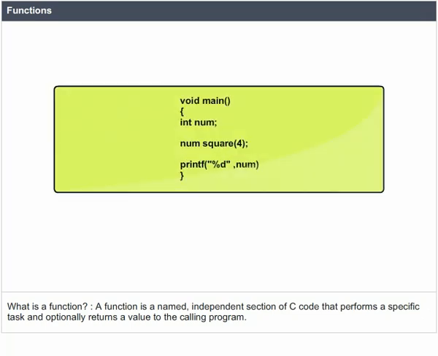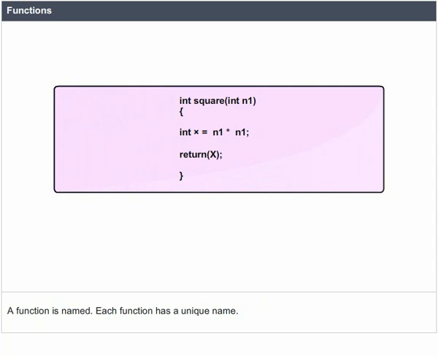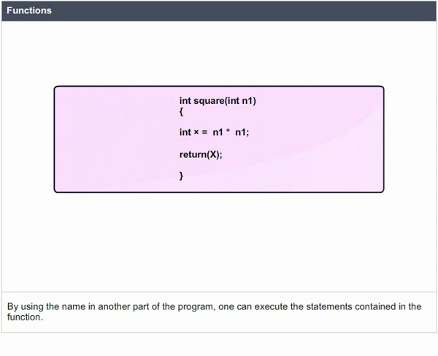Functions. What is a function? A function is a named, independent section of C code that performs a specific task and optionally returns a value to the calling program. A function is named. Each function has a unique name. By using the name in another part of the program, one can execute the statements contained in the function.